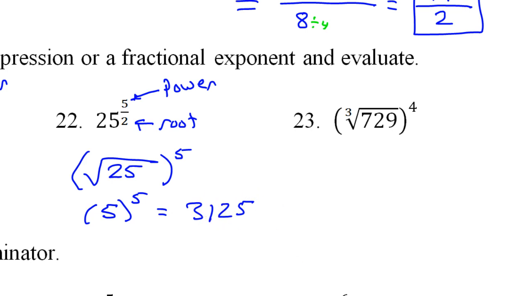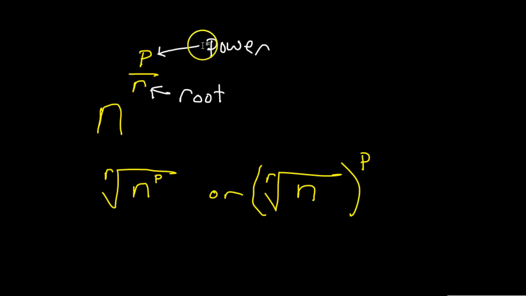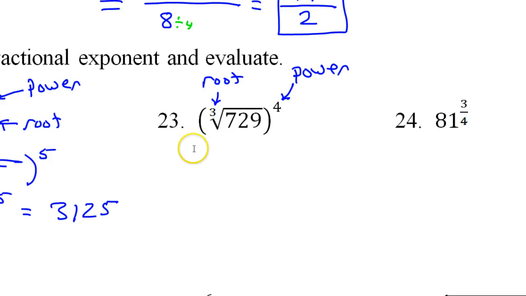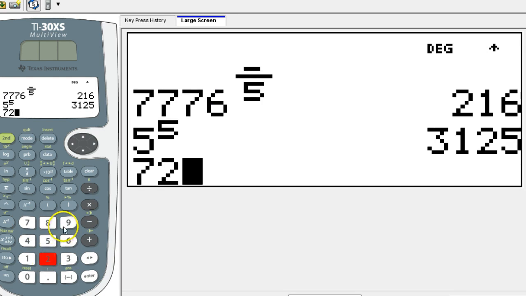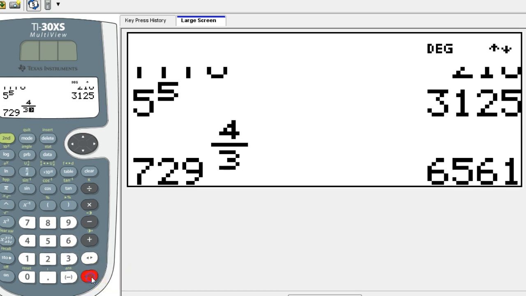Okay, number 23. Let's rewrite this in the other form. So obviously 4 is the power and 3 is the root, and we do power over root. So that means I'll have 729 to the 4 over 3 power, all right? Power over root. Okay, so 729 to the 4 over 3 power, 6,561.